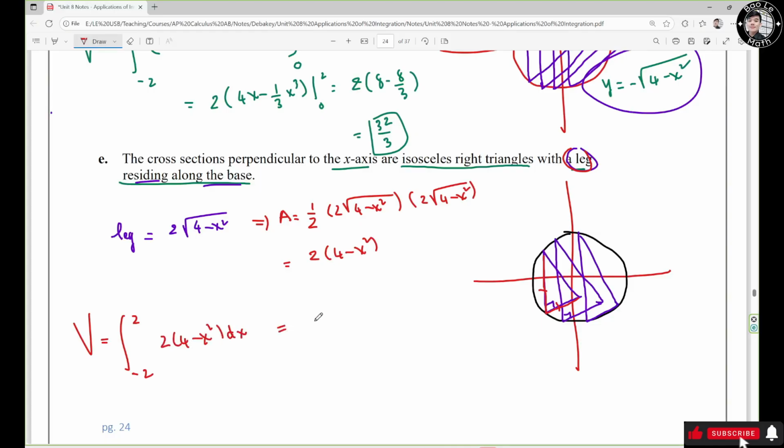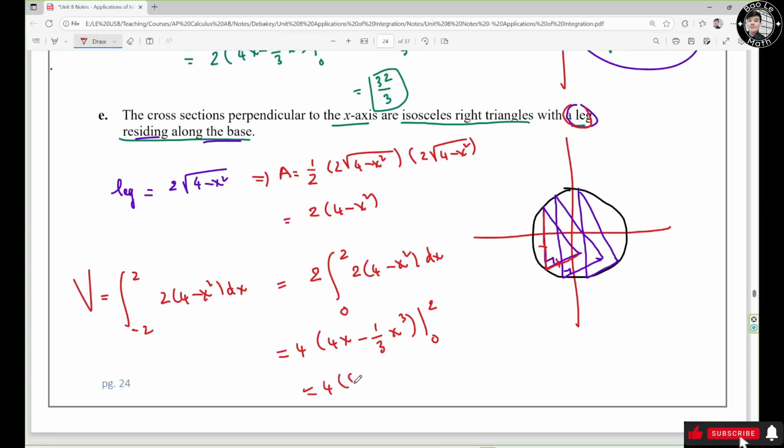So this turns out to be 2 times the integral from 0 to 2 of 2 times 4 minus s squared ds. 2 times 2 is equal to 4. Now take the antiderivative: the antiderivative of 4 is going to be 4s, and the antiderivative of negative s squared is going to be negative 1/3 s cubed, evaluated from 0 to 2. Now it's going to be 4 times 8 minus 8 over 3, and then it's going to be 64 over 3. This one is the final answer.